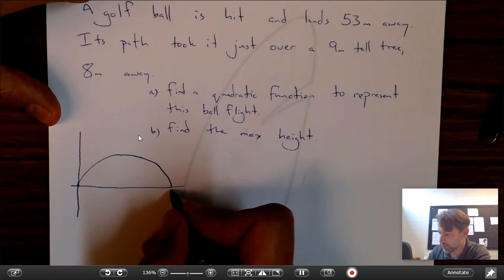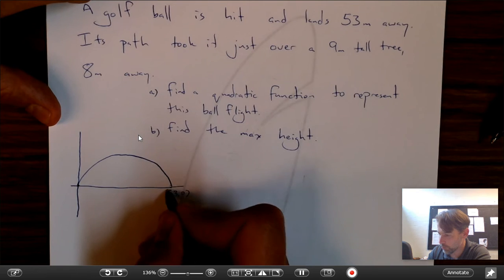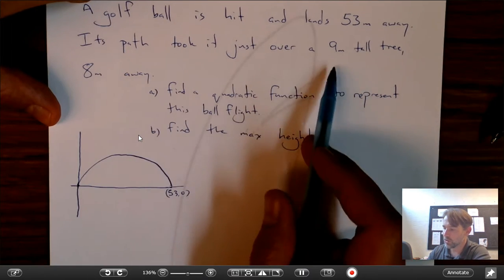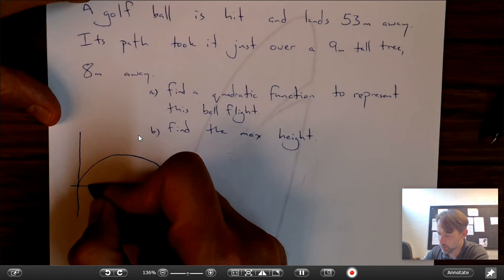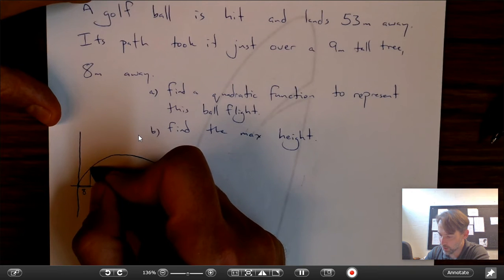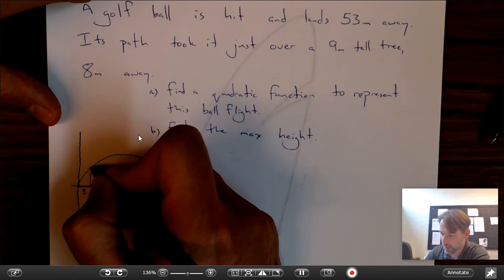And this is the point 53, 0. We were told that it's on level ground. So this is level with that. All right, its path took it just over a 9 meters tall tree, 8 meters away. So here is 8 meters, and then it's 9 meters tall. So that would be the point 8, 9.